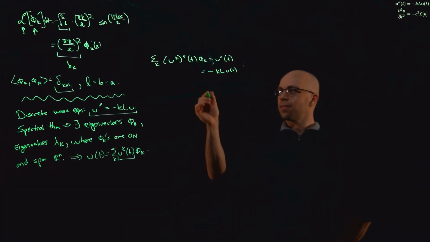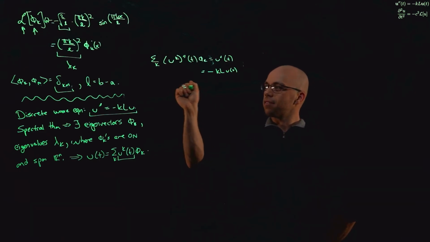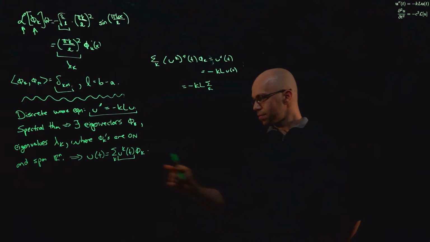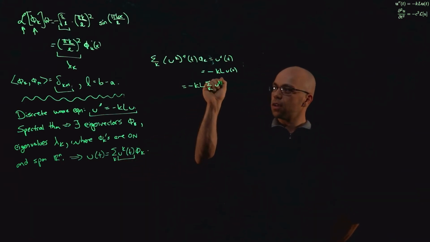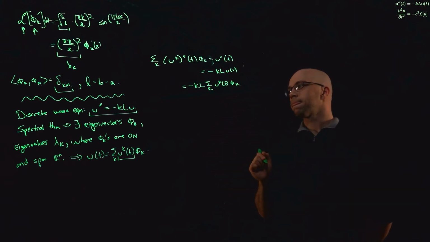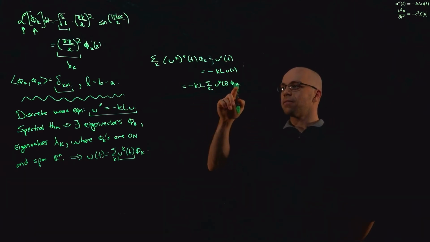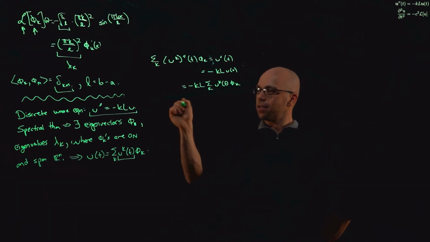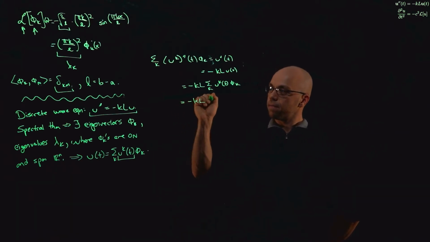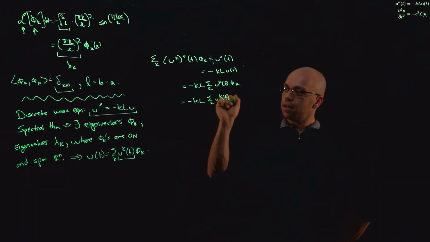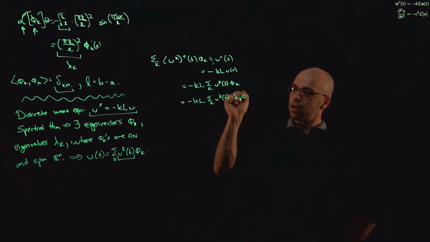And, well, we can expand out u of t again, so that's minus k L times the sum over k of uk of t times phi k. But we know that L times phi k is equal to lambda k times phi k. So in particular, the sum of uk of t times lambda k phi k.